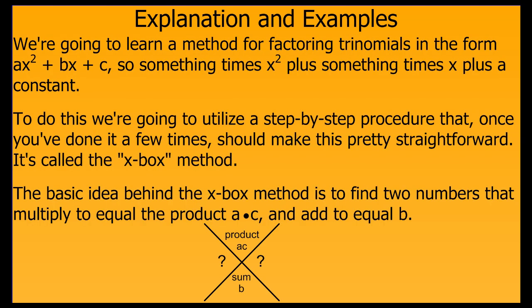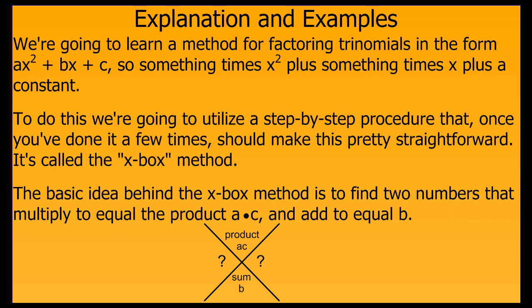We're going to learn a method for factoring trinomials in the form ax² plus bx plus c, so something times x² plus something times x plus a constant. To do this, we're going to utilize a step-by-step procedure that, once you've done it a few times, should make this pretty straightforward. We'll call it the Xbox method.